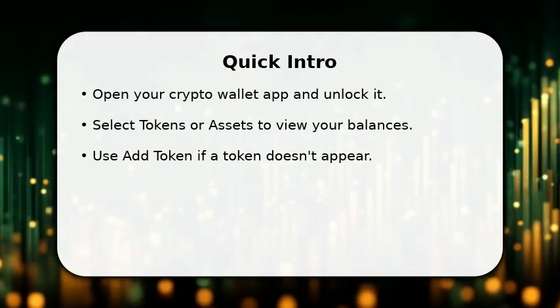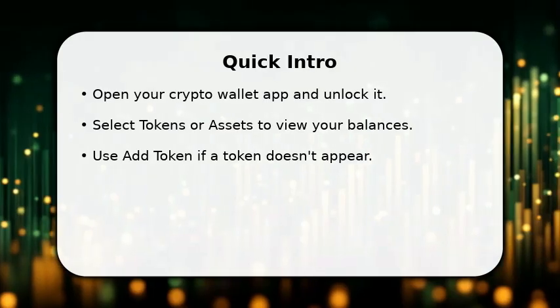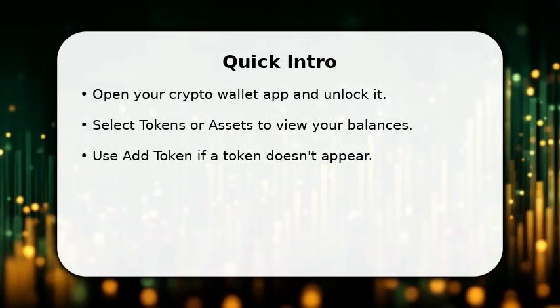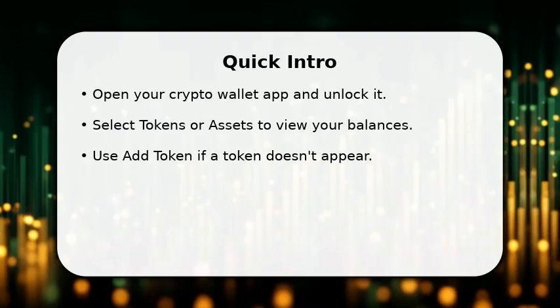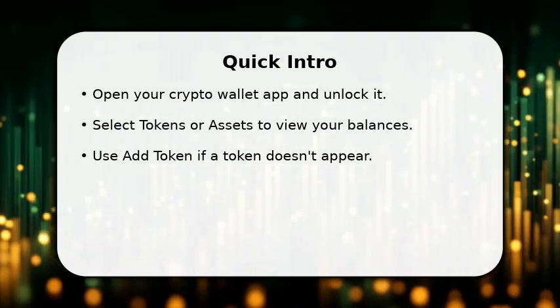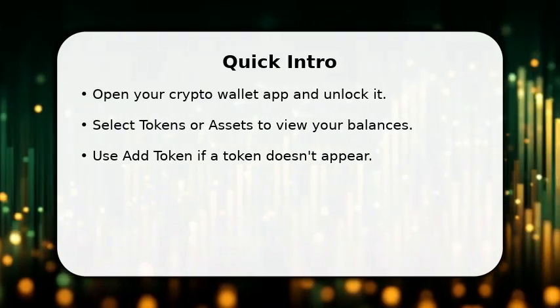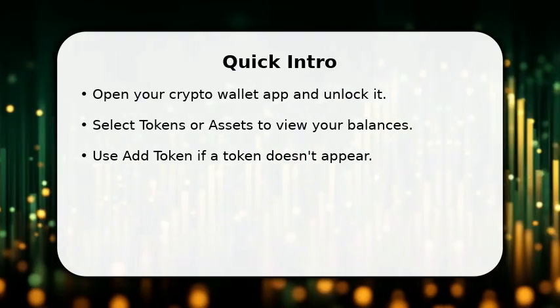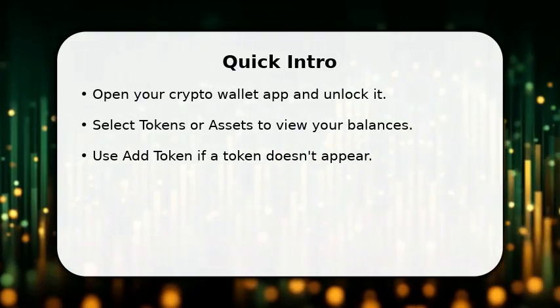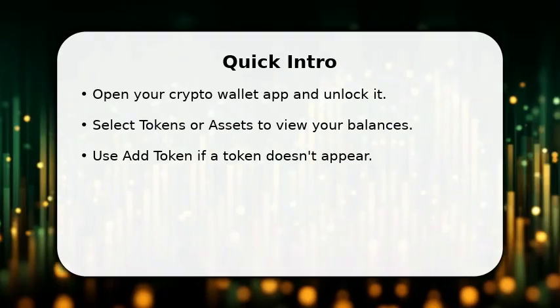In this video, I will show how to use a token on a crypto wallet, the easy method. Open your wallet app, unlock it, and tap the Tokens or Assets tab. Choose Add Token if the token is missing, then paste the contract address and confirm details. Verify token symbol and decimals, then save to see your balance.